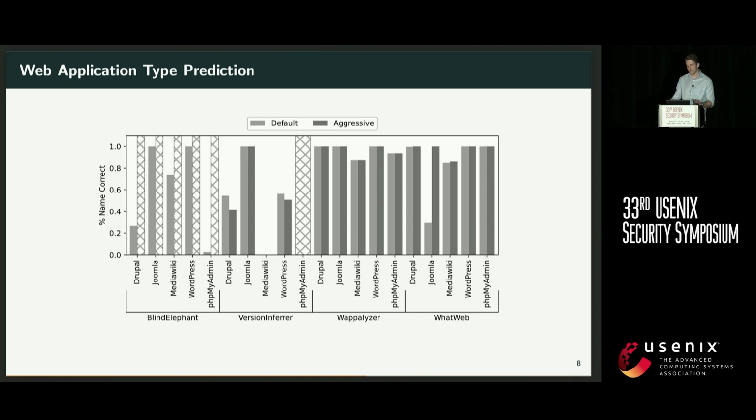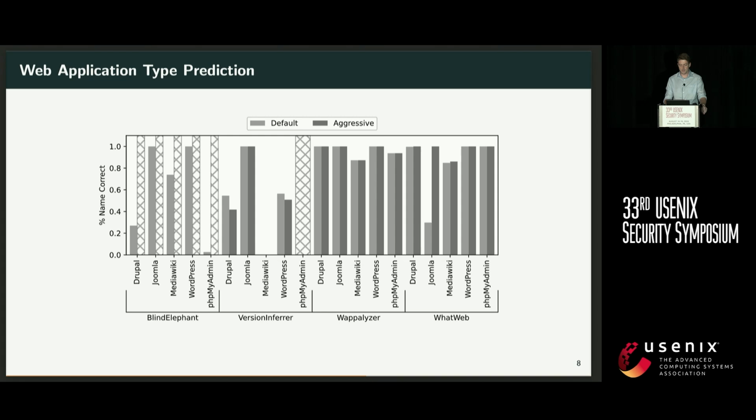So the first thing we did is we looked at our best case scenario: what's the performance of these tools in just identifying the type of web application. We're not even worried about the version. We just want to know, if this is a WordPress site, can you tell me this is a WordPress site?